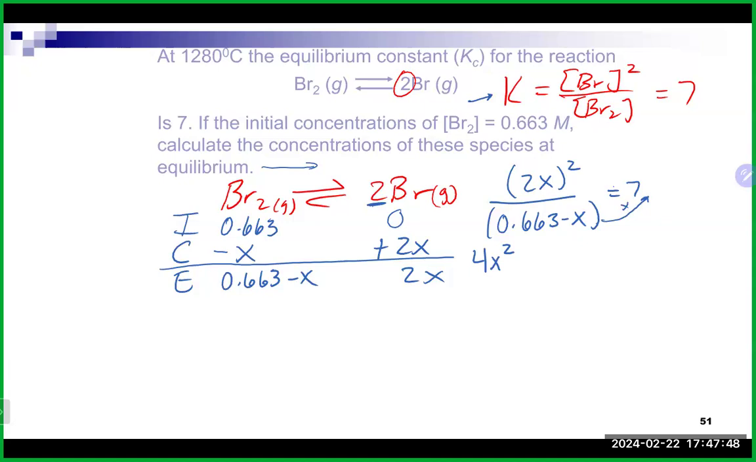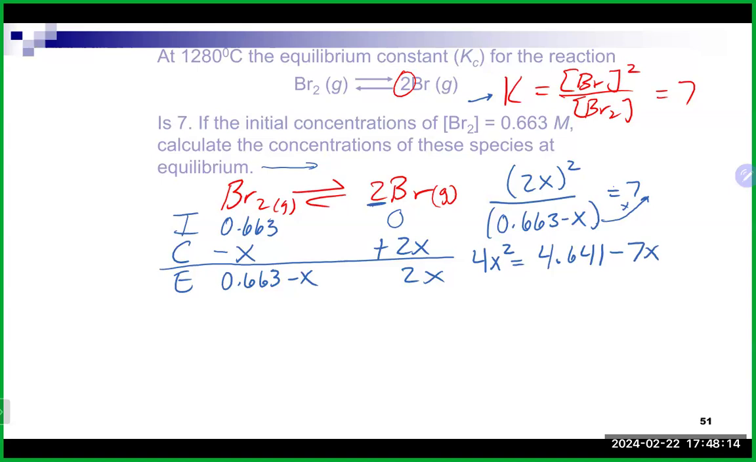So I've got to take that entire thing on the bottom and multiply it to the other side. And that's going to give me some numbers: 0.663 times 7 is going to give me 4.641 minus 7x. Now remember, we do want to make this look like our quadratic, which is where we're heading.